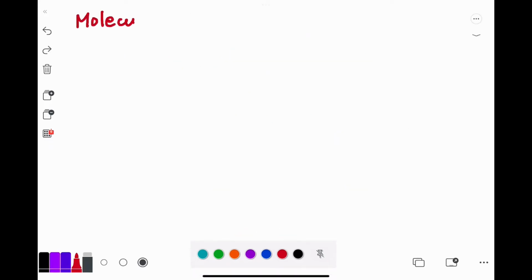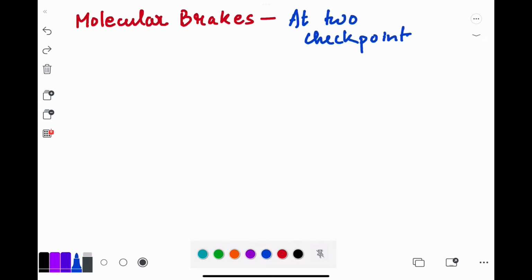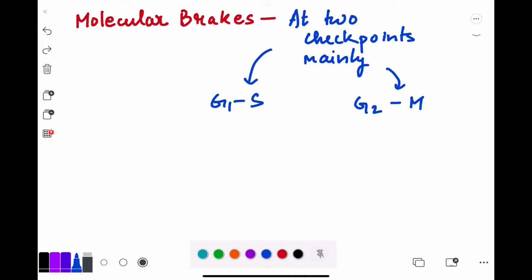Now coming to the molecular brakes, which are part of the control system. We know that the cell cycle has two important checkpoints: one is G1 to S, and another one is G2 to M. I'm going to discuss these checkpoints in more detail in some other video, but in this video I'm just going to talk about a few things, mainly the cyclin and CDK system.